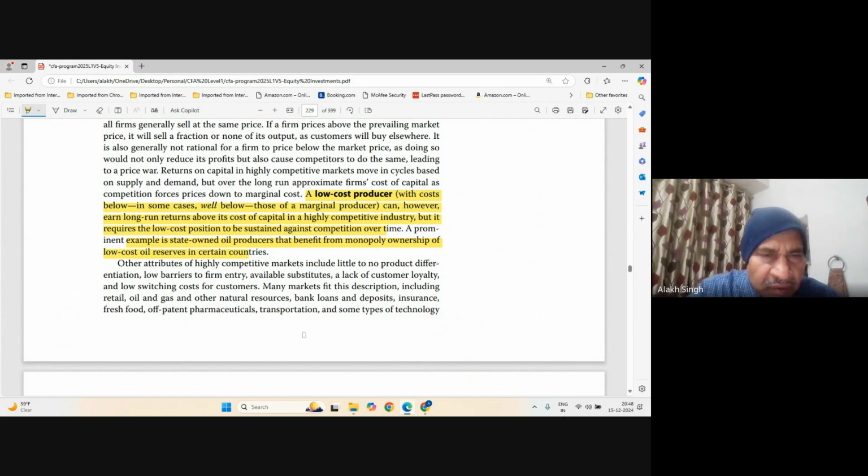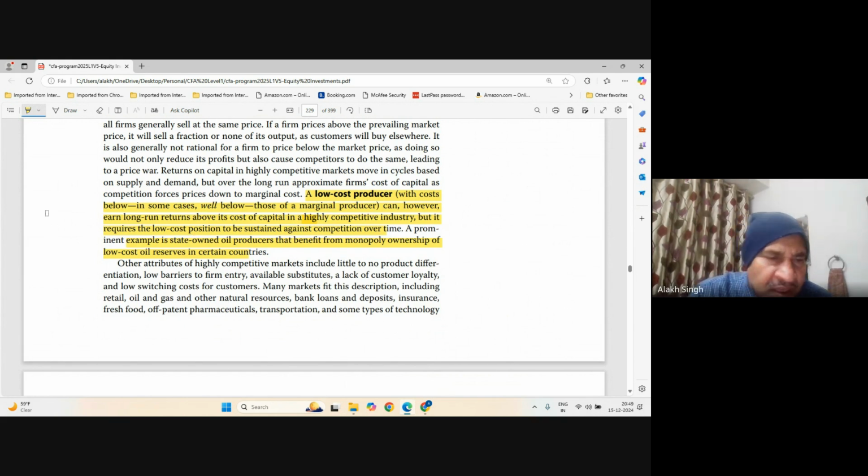Now, even in perfect competition, well, there is a low cost producer, not in perfect competition, because then all other companies will close. So a low cost producer can, however, earn long-term returns above its cost of capital in a highly competitive industry. Which highly? Not perfect, but a monopolistic competitive industry. Monopolistic competition is highly competitive, but it requires the low cost position to be sustained.